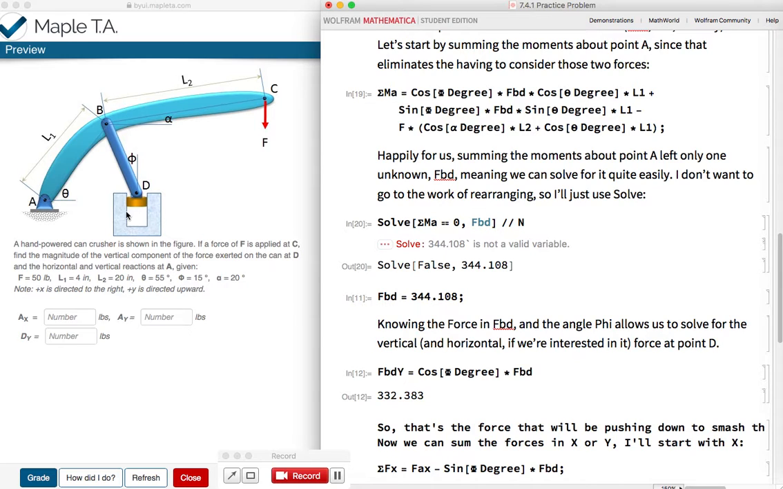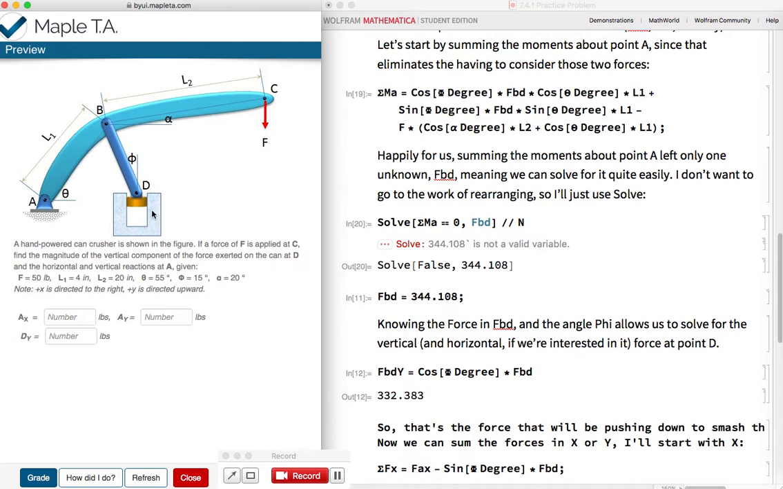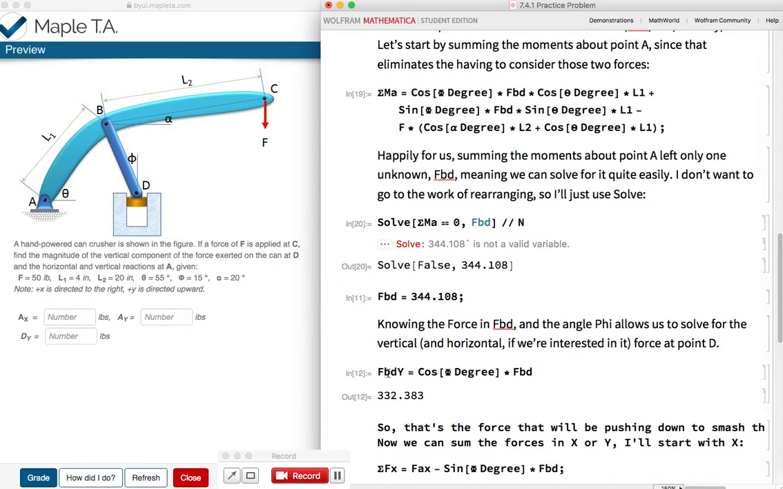And since I know that now, it makes it really easy to go in. If I know the force in BD, the first thing that it asked for over here was the force applied at D in the vertical direction to the can, right? So if I want to find that, I know FBD and I also know this angle phi, so I called the force in the y direction FBDY and used cosine of phi in degrees times FBD, and that gives me the vertical component, which turns out to be 332.383. And so that's the biggest part of the problem solved right there, which is really nice.